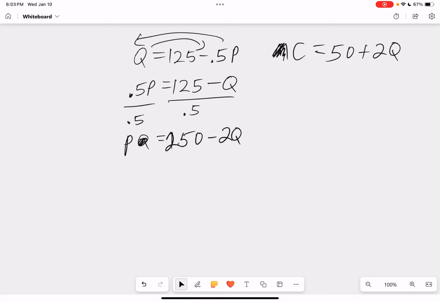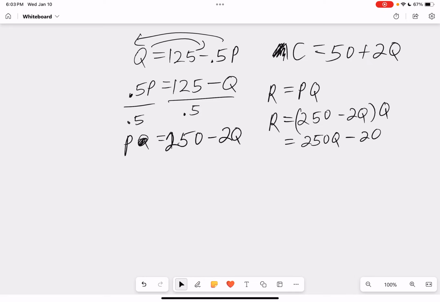Cost function is already given, so we can use the P function to get revenue. Revenue is P times Q. And don't make it too complicated. Q is just Q. So we're going to multiply everything in that P function by Q. And therefore we get 250Q minus 2Q squared.